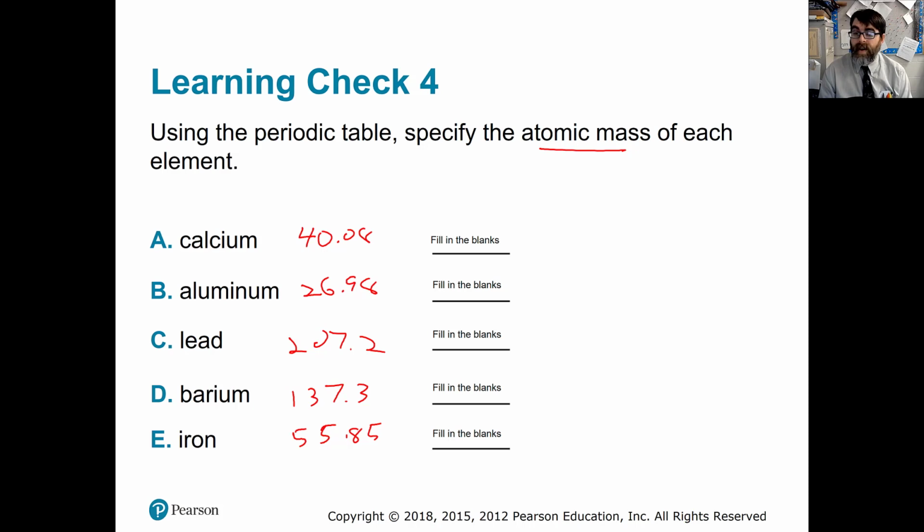55.85. Will tell you I know a lot of the masses on the periodic table, especially of common elements, at least to the ones place. There's a surprising number that I've managed to memorize, but there's definitely some here where I was looking at my answer key that I have on the screen here just to help me out. You'll have a periodic table. It's as simple as looking it up.